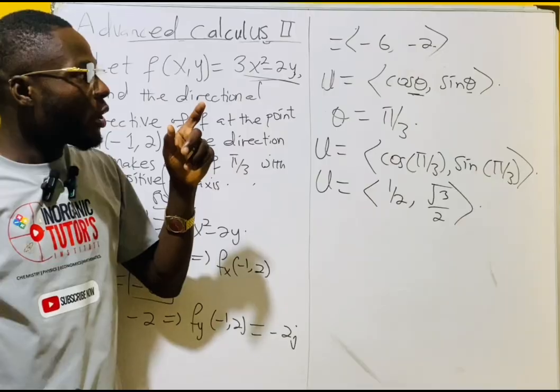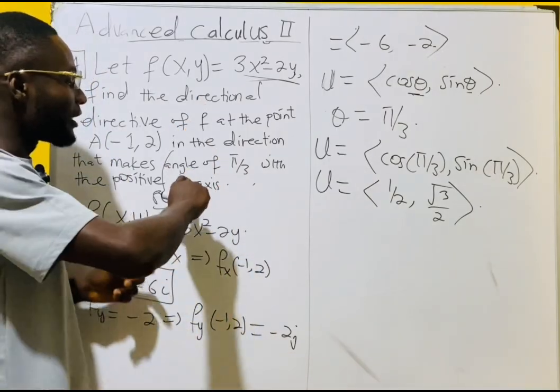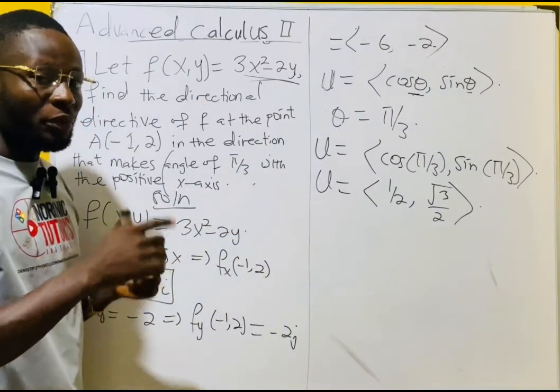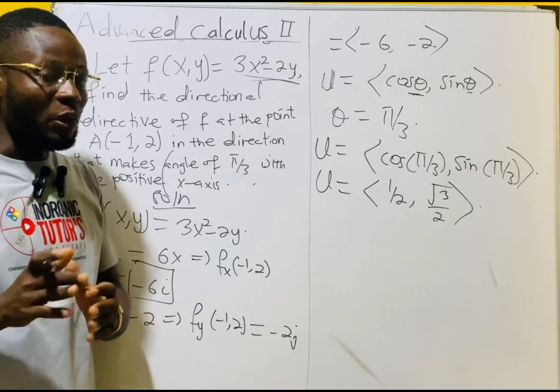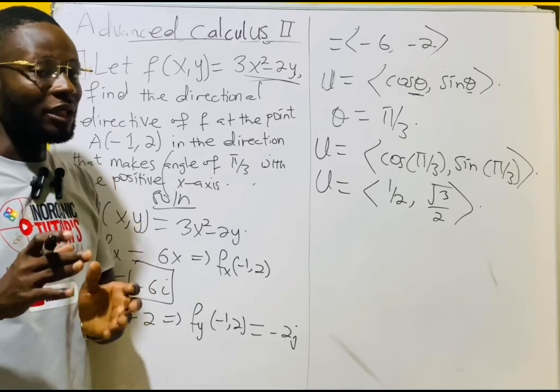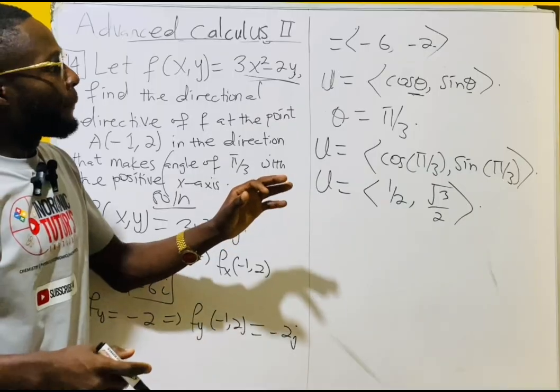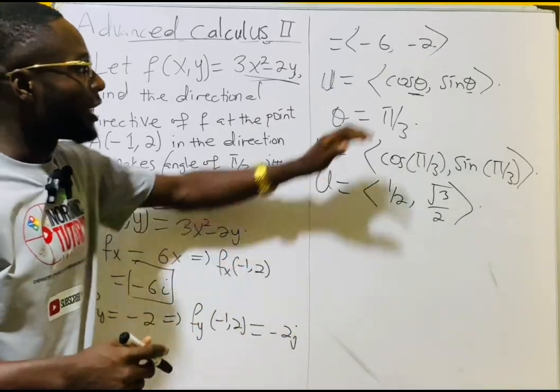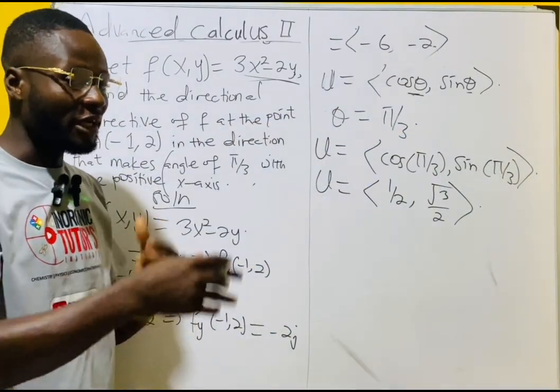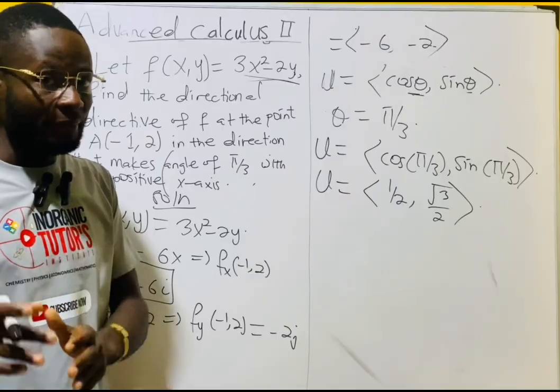But what if we were not given the positive x-axis and we're given the y-axis or the negative x-axis or negative y-axis? What do we do? How do we convert? We'll do all that. So let's finish with this problem, then I'll give you the conversion table.